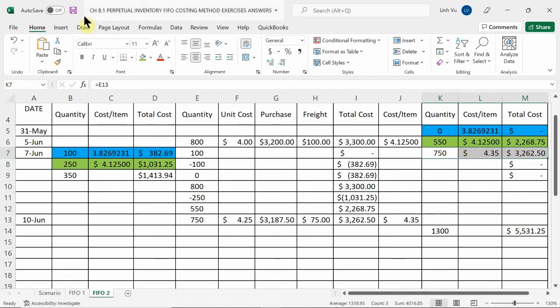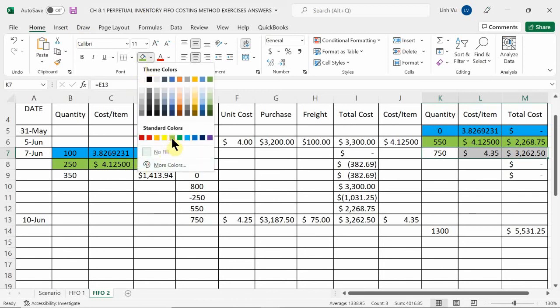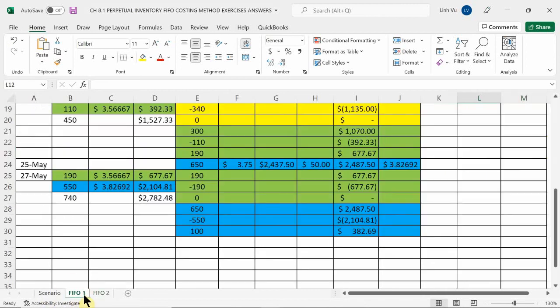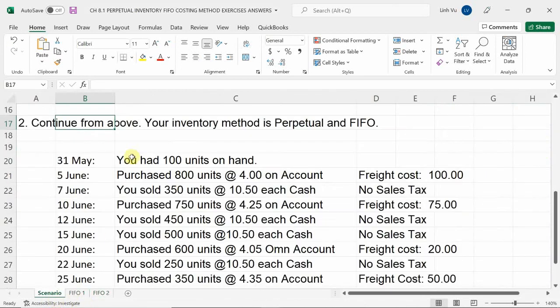Now in this case, I need to pick a color. So let's choose yellow. Okay. And now we have a total of 1,300 units available. Okay, so let's see what happened next.